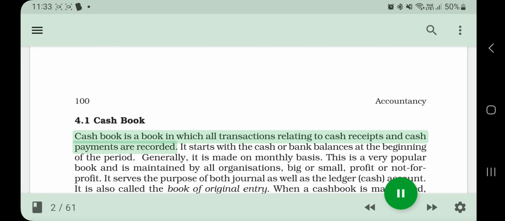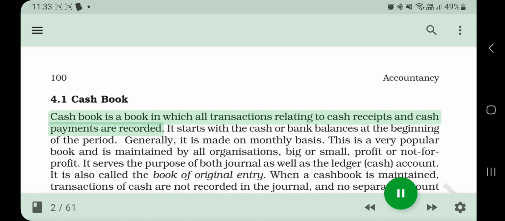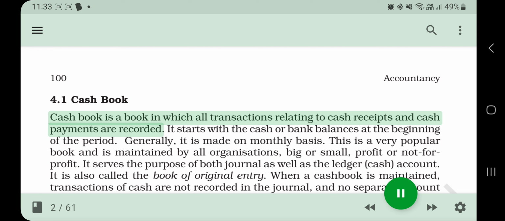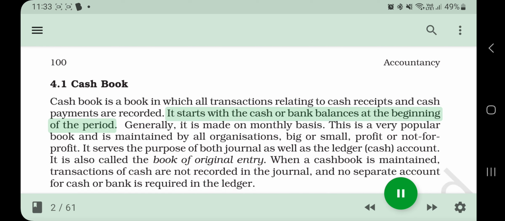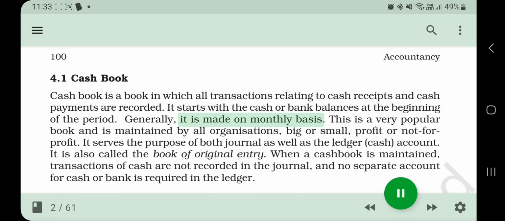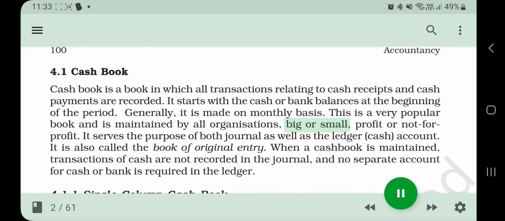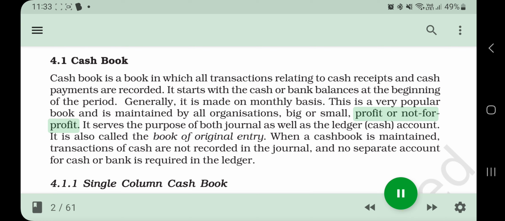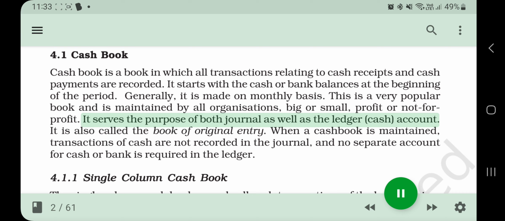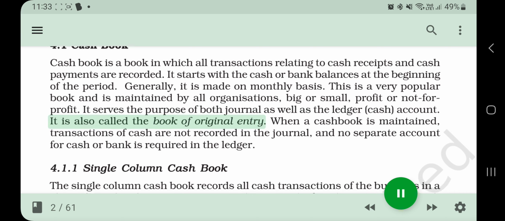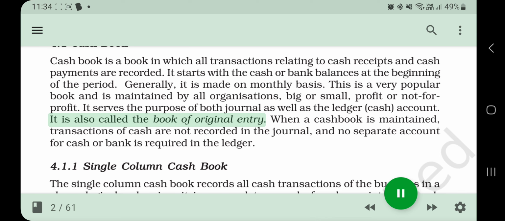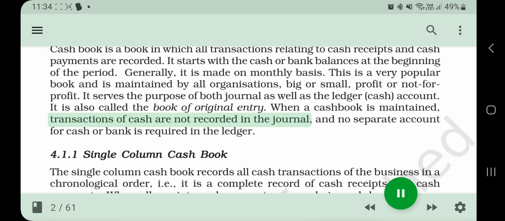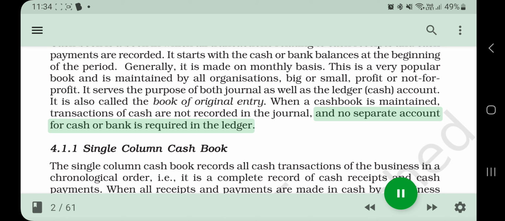4.1 Cash book. Cash book is a book in which all transactions relating to cash receipts and cash payments are recorded. It starts with the cash or bank balances at the beginning of the period. Generally, it is made on a monthly basis. This is a very popular book and is maintained by all organizations, big or small, profit or not for profit. It serves the purpose of both the journal as well as the ledger cash account. It is also called the Book of Original Entry. When a cash book is maintained, transactions of cash are not recorded in the journal, and no separate account for cash or bank is required in the ledger.